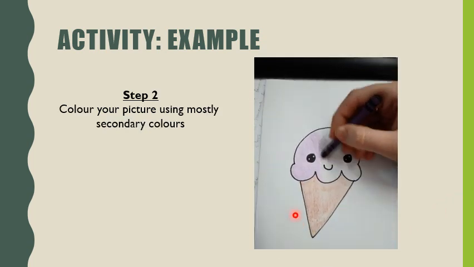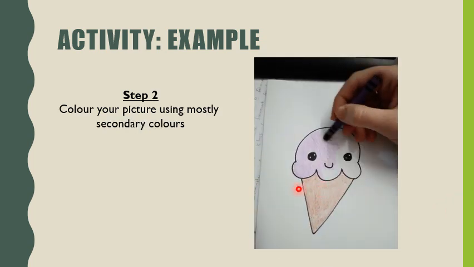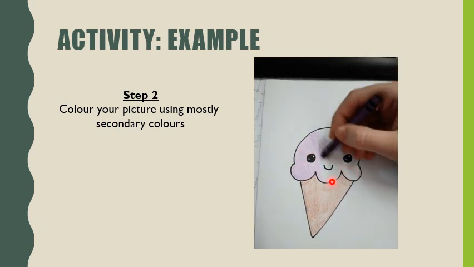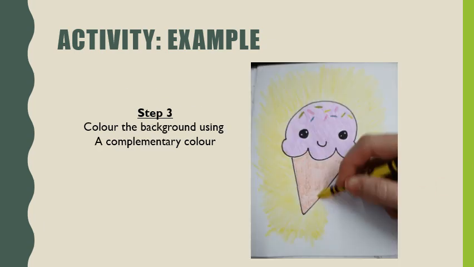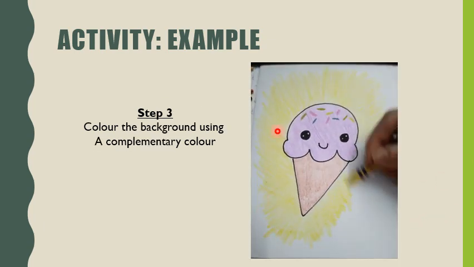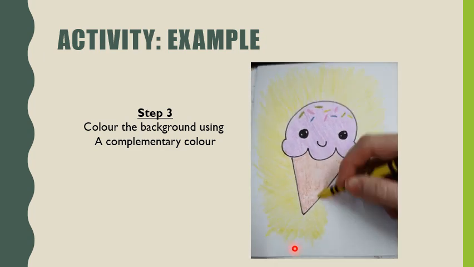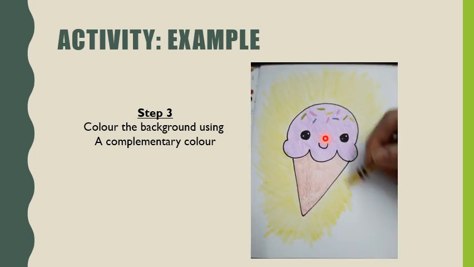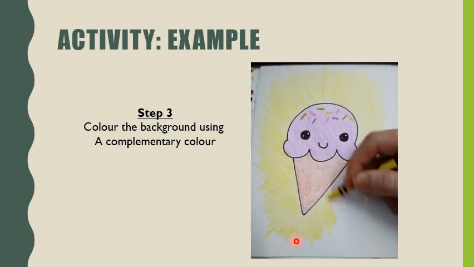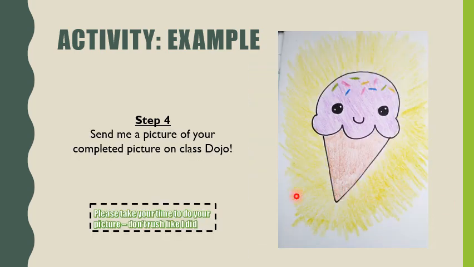Step 2, you color in your picture. I've used some brown, all right, but my main color that I'm using is purple. Step 3, you're going to then color in the background of your picture with the complementary color. So because I used purple, its complementary color is yellow, so my background is yellow. And step 4, you can send me a picture of your completed picture on Class Dojo. Just please take your time to do this. Don't rush like I did. I did mine very, very quickly to try and record them and put it up onto this video so that you can see what I was explaining.